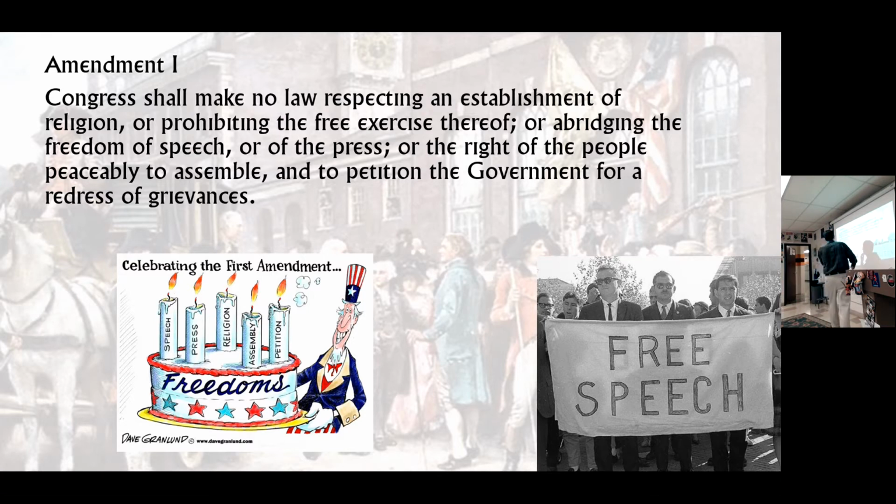So let's read the next one. Congress shall make no law abridging the freedom of speech. Catch how I did that? Congress shall make no law abridging the freedom of speech. Do you have freedom of speech? It just says Congress can't take away your freedom of speech.